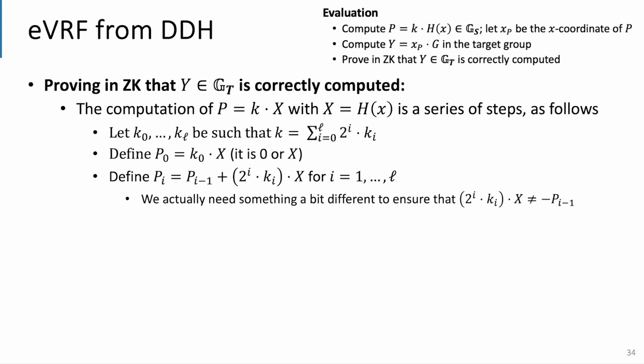And the idea for proving this is to note that the challenge is proving some value of k times x. And that value we can actually break down into a number of just additions per bit of the scalar or the exponent.